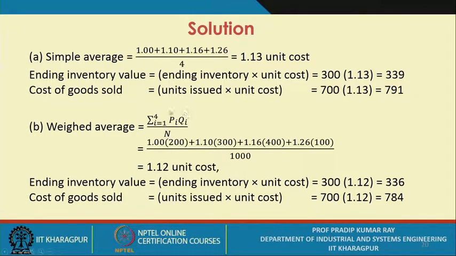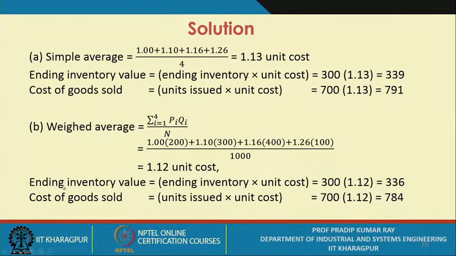What is the weighted average? Weighted average, actually unit price is to be weighted with the number of units in respect of that particular unit price. So 1 into 200 plus 1.10 into 300 plus 1.16 into 400 and 1.26 into 100 divided by 200 plus 300 plus 400 plus 100, that is 1000. So this is weighted average. So the weighted average value is 1.12 unit cost.